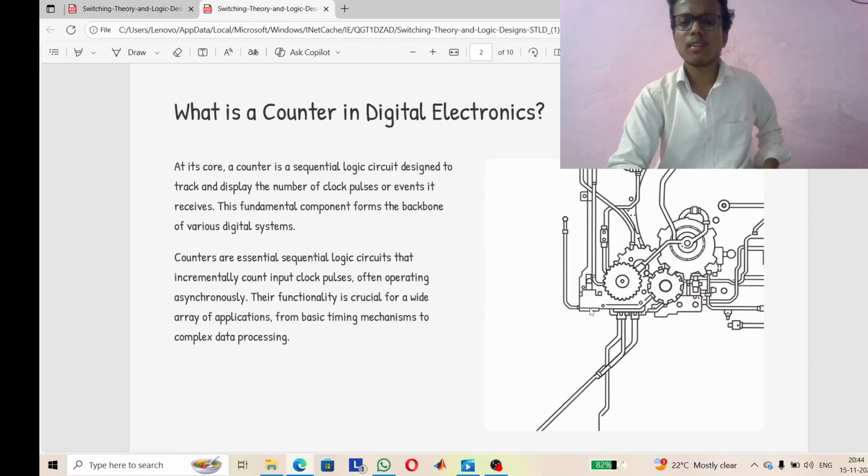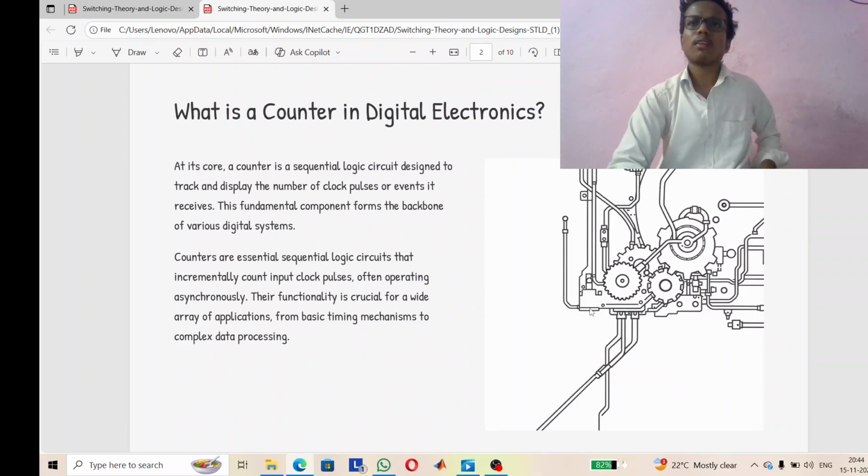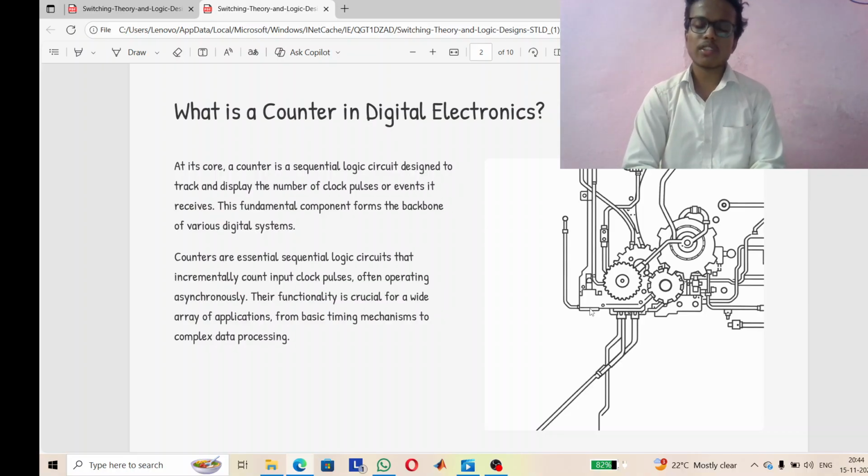These are all about the counters in sequential circuits, in switching theory and logic design.